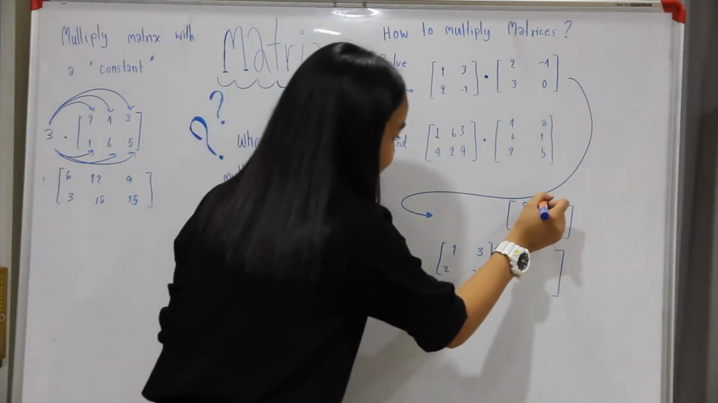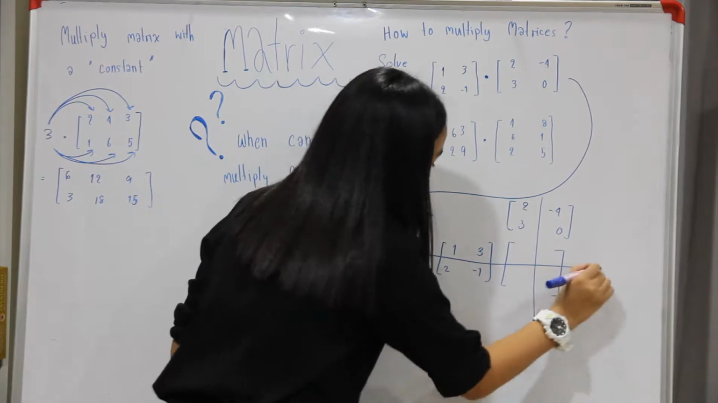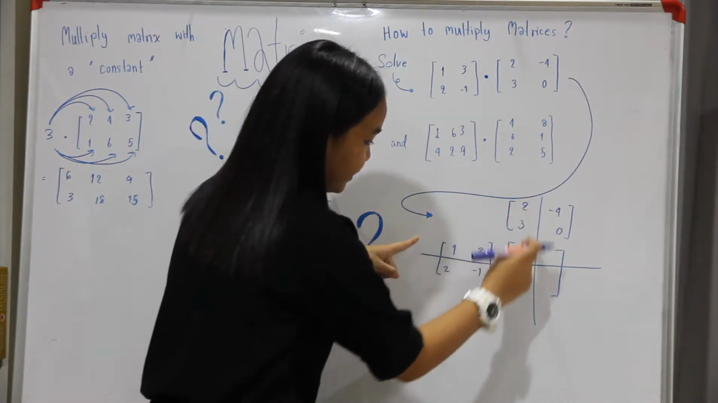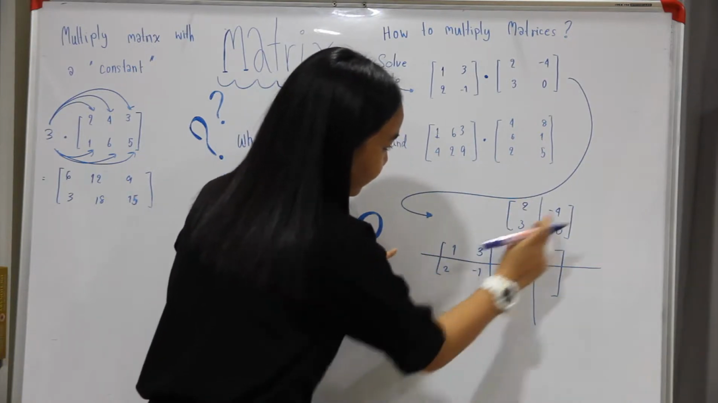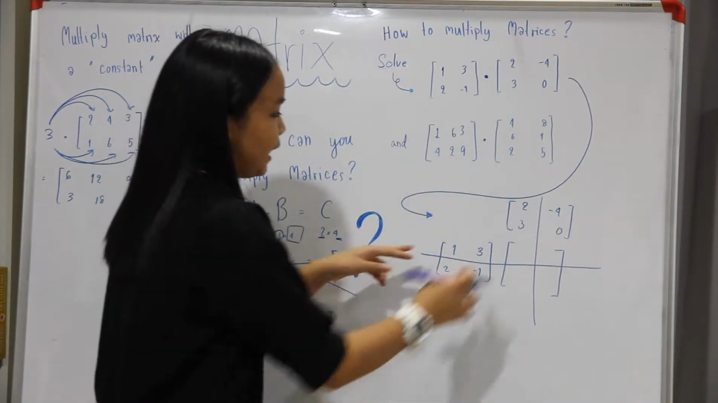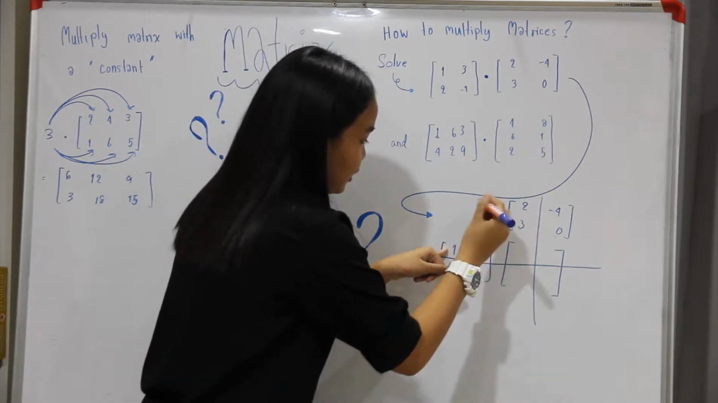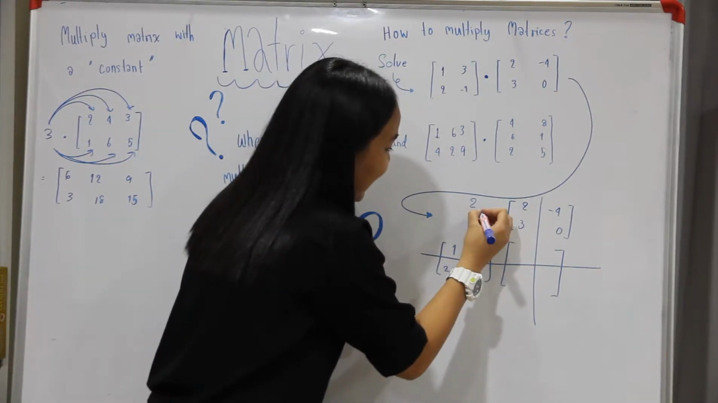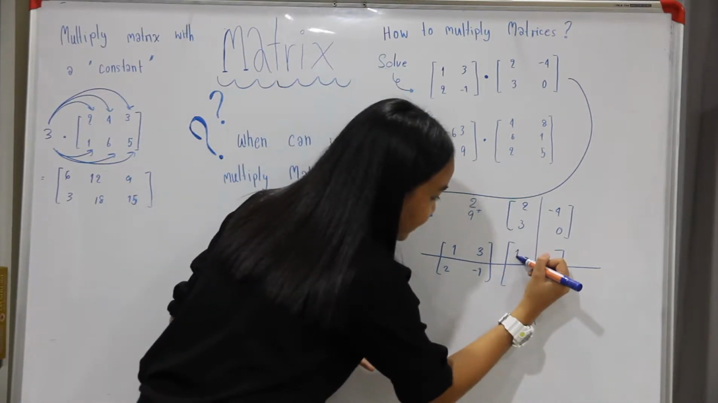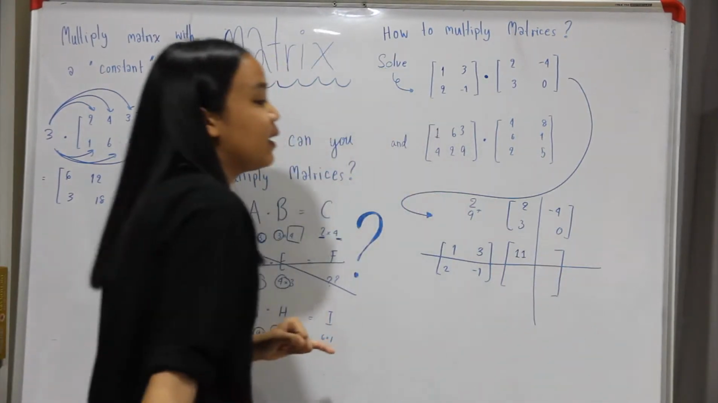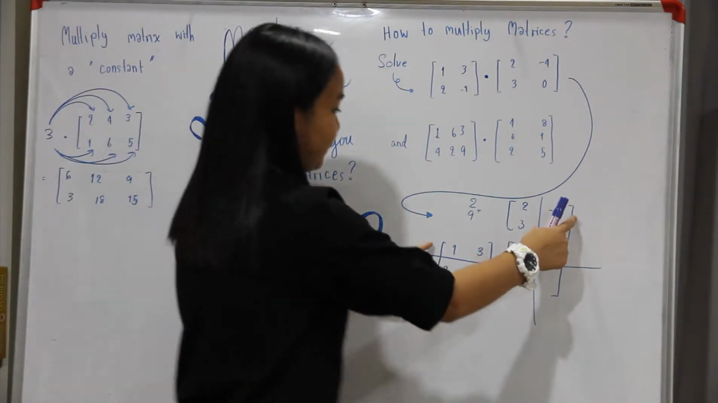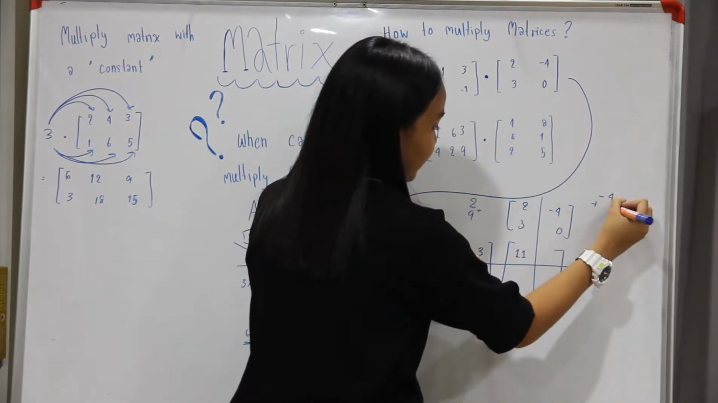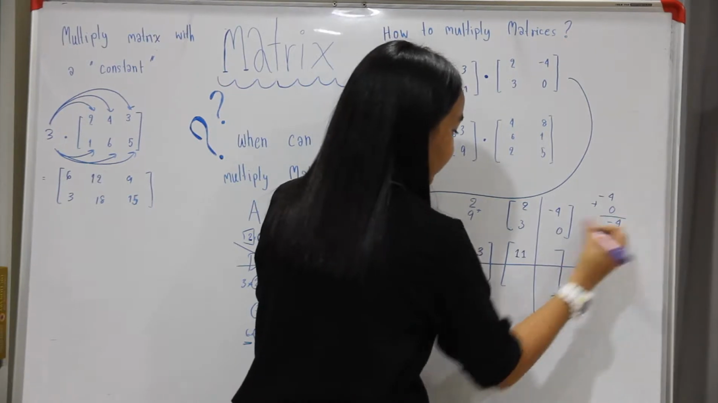I will draw a line like this. What I will do is look at it as rows. This is my first row, second row, third row, and fourth row. I will keep my 1 times 2, which I get 2, 3 times 3, which I get 9, and then I add them together. I got 11. I write it here. And for the next one, I got negative 4 times 1, negative 4, plus 3 times 0. Anything times 0 is 0, so I got negative 4 here.